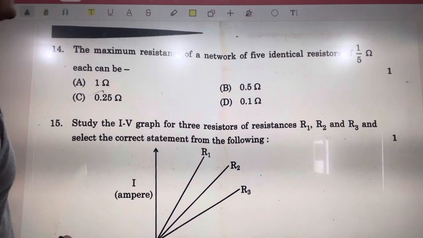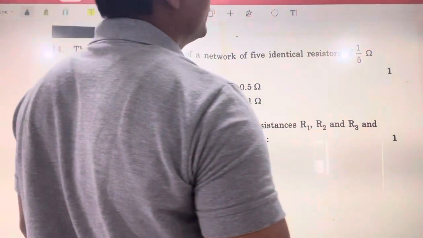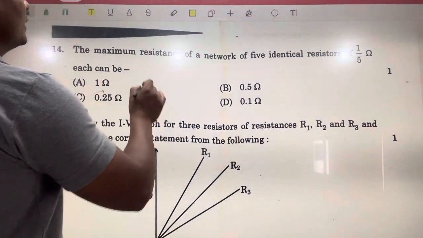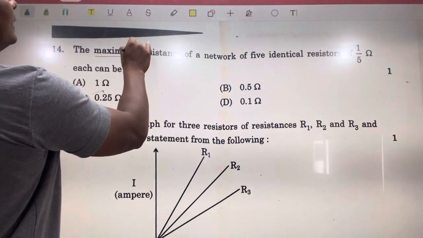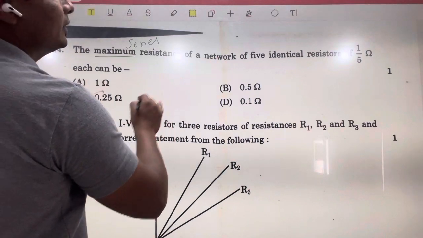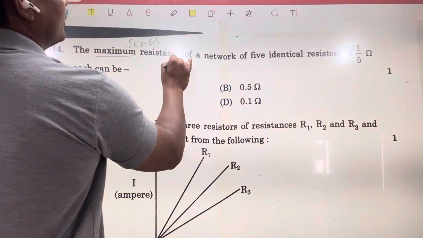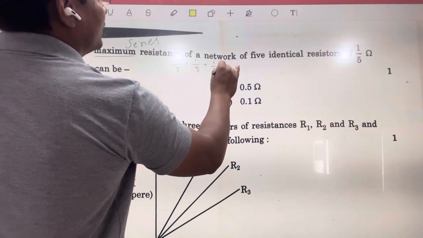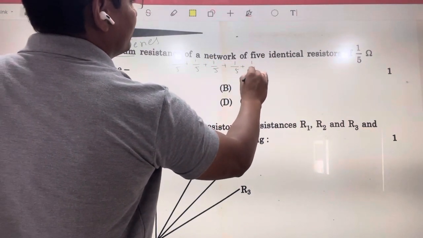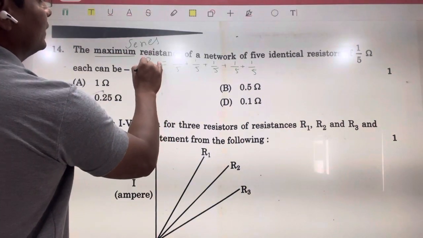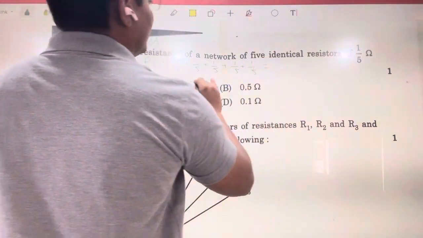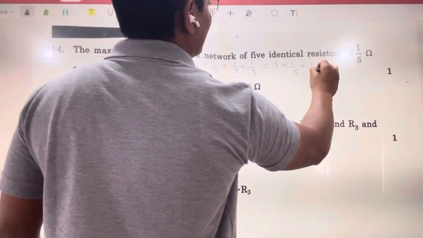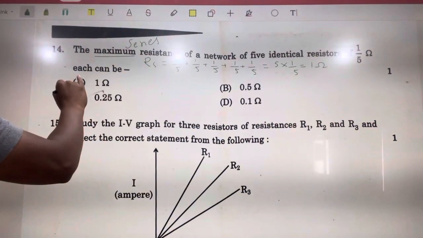So the maximum resistance of a network of 5 identical resistances of 1/5 ohm is. Here we know that for maximum we need to connect them in series. So when you connect them in series, that is 5. Here 1/5 plus 1/5 plus 1/5 plus 1/5 plus 1/5, so that would be the total series resistance. If you take all this, it is nothing but 5 times 1/5, which is equal to 1 ohm. So 1 ohm is the correct option.